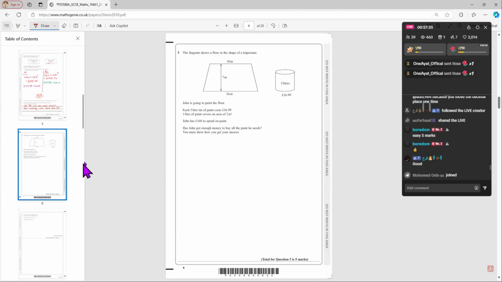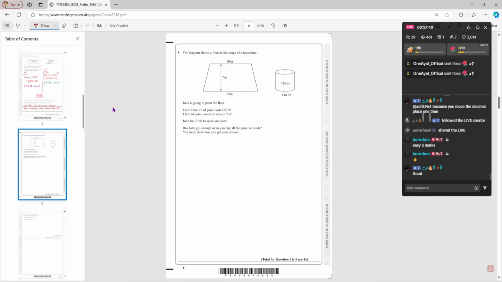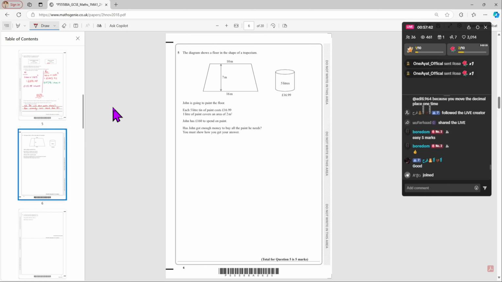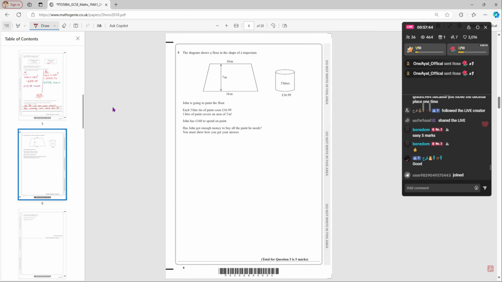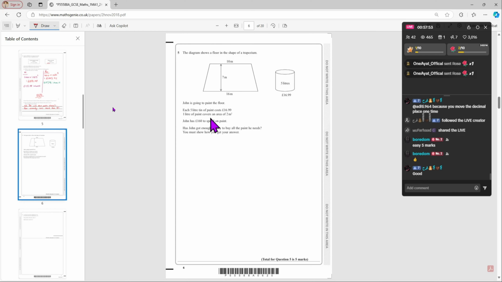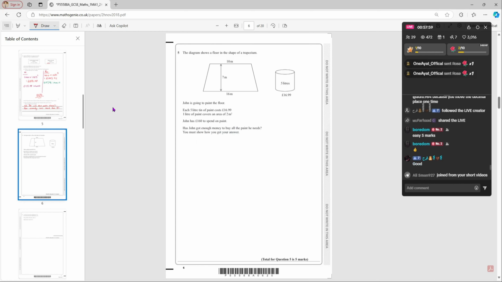So, question number 5. The diagram shows a floor in the shape of a trapezium. John is going to paint the floor. Each 5-litre tin of paint costs £16.99. 1 litre of paint covers an area of 2 meters squared. John has £160 to spend on paint. Has John got enough money to buy all the paint he needs? You must show how you got your answer.